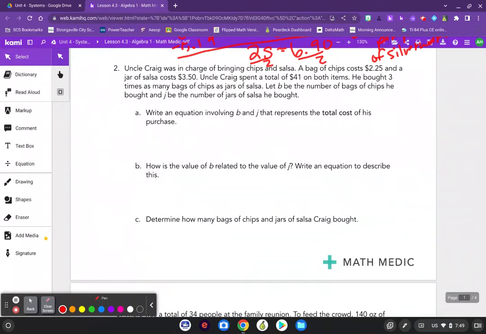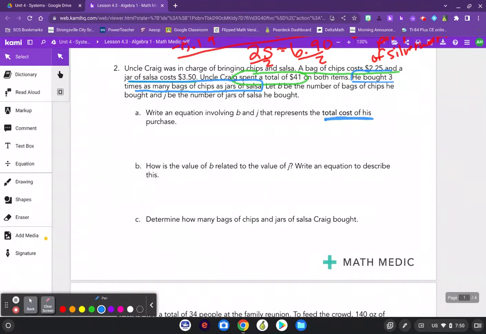Uncle Craig is in charge of bringing chips and salsa. A bag of chips costs $2.25, and a jar of salsa costs $3.50. Uncle Craig spent a total of $41 on both items. It says that he bought 3 times as many bags of chips as jars of salsa. All right. Let B be the number of bags of chips he bought, and J be the number of jars of salsa he bought. Write an equation involving B and J that represents the total cost of his purchase.